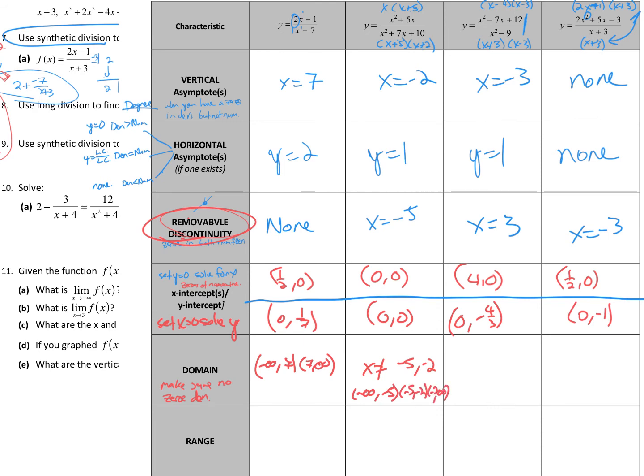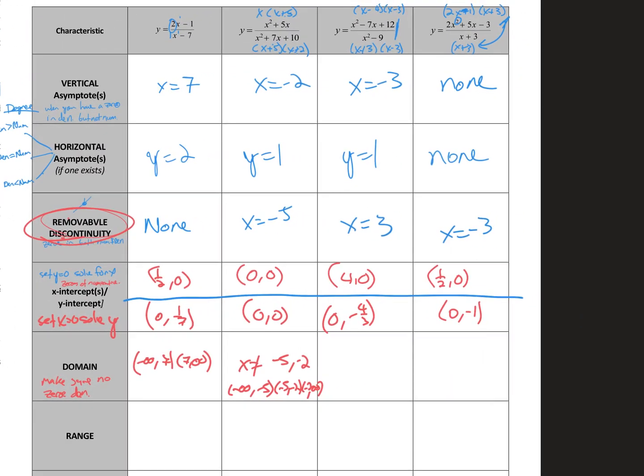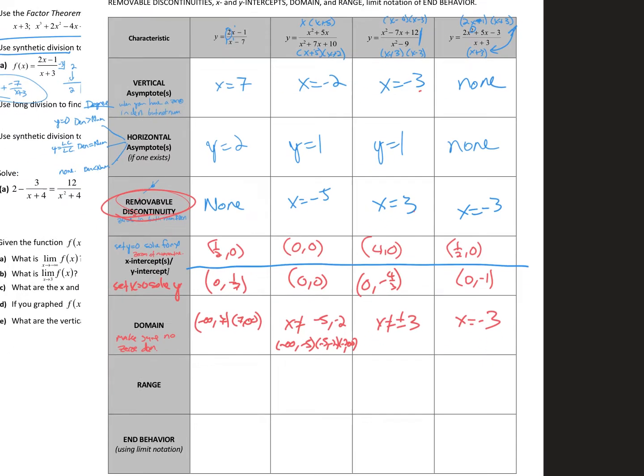You can see that that can be painful to write out every time. In this case, we could say that x cannot equal plus or minus 3 because of these two values right there. And the only one here is we can't have x equaling -3.